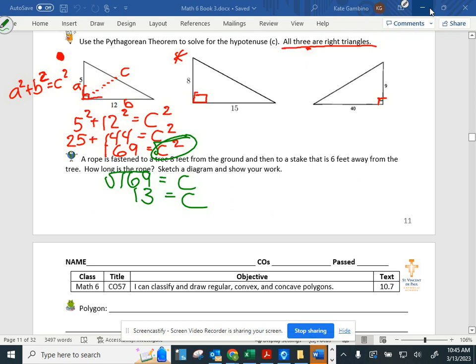So now I want to check my work. I have 25 plus 144. That's A squared plus B squared equals C squared. If I square 13, 13 times 13, I will get 169. 25 plus 144 is 169. 13 squared is 169. Always double check. You find that square root, go back and say, did I do it correctly? Is 13 times 13 the number that I wanted the square root of? So would you say the answer is 13? Yes. So the answer would be C equals 13.